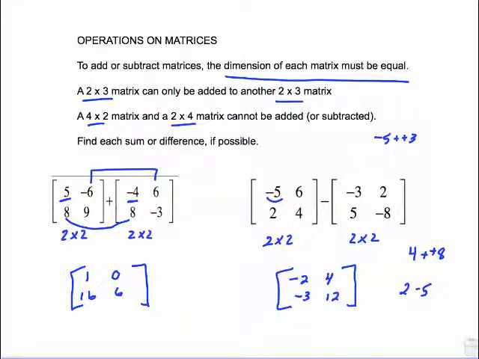There's something called scalar multiplication. A scalar is just a real number that is outside of the matrix, and all you're doing is the distributive property. So 2 in front of this matrix is going to create another 2 by 2 matrix where each of the entries has been doubled. So -10, 12, 4, and 8.